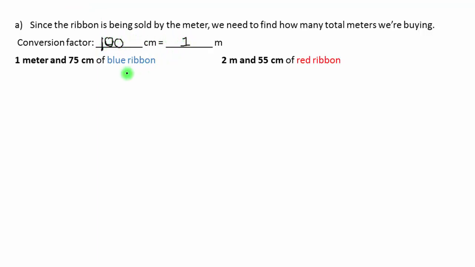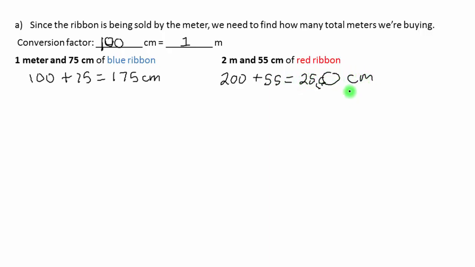centimeters makes 1 meter. So with that, we should be able to convert this blue ribbon all the way completely over to centimeters. Well, 1 meter we just said was 100 centimeters, plus we have 75 more centimeters. So altogether, we have 175 centimeters of blue ribbon. Well, let's do the red ribbon. 2 times 100 is 200. So we have 200 centimeters plus 55 more. So altogether we have 250 centimeters of red ribbon.